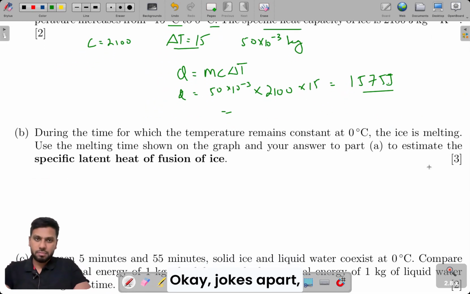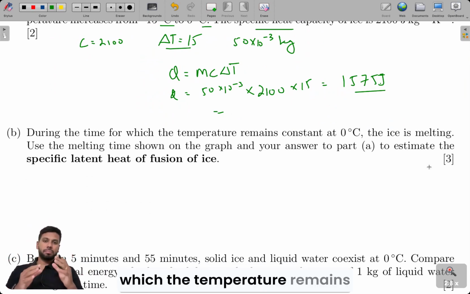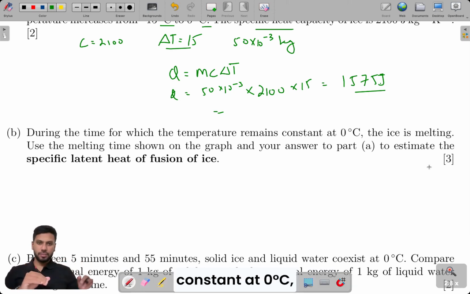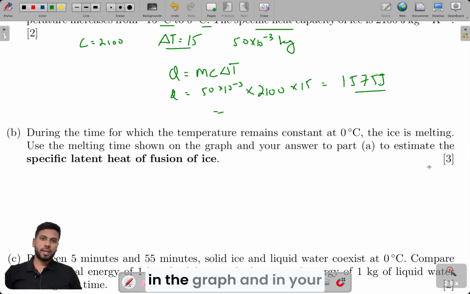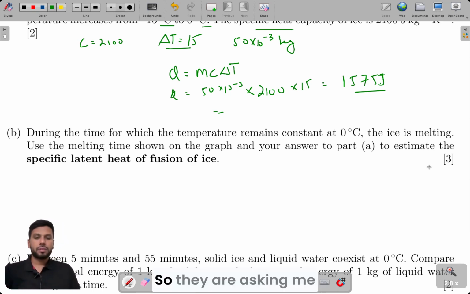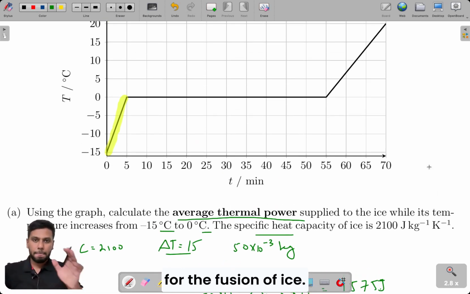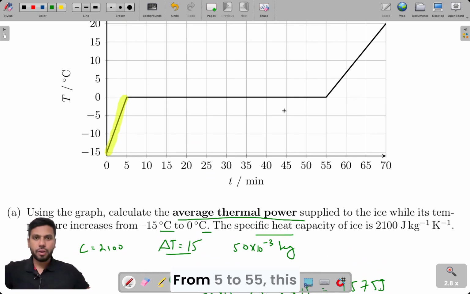Okay, jokes apart. Let's go to part B. During the time for which the temperature remains constant at 0 degrees Celsius, the ice is melting. Use the melting time shown in the graph, and your answer in part A, to estimate the specific latent heat of fusion of ice. So they are asking me for the specific latent heat of fusion of ice. Now look clearly here. From 5 to 55, this is the time.